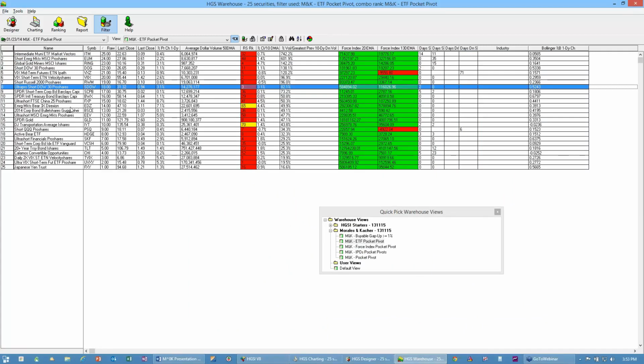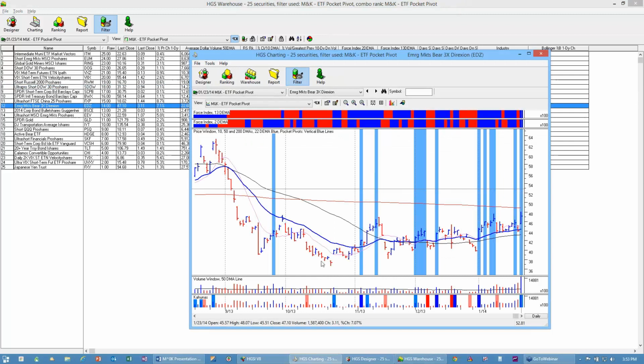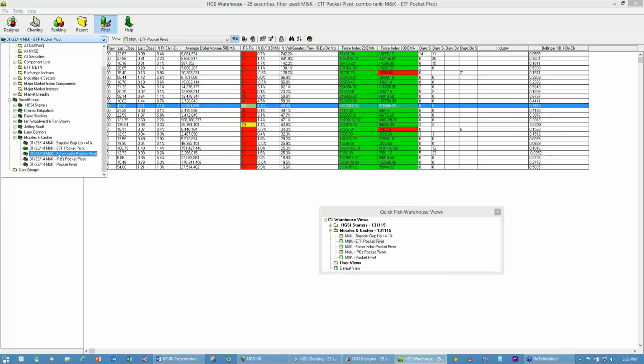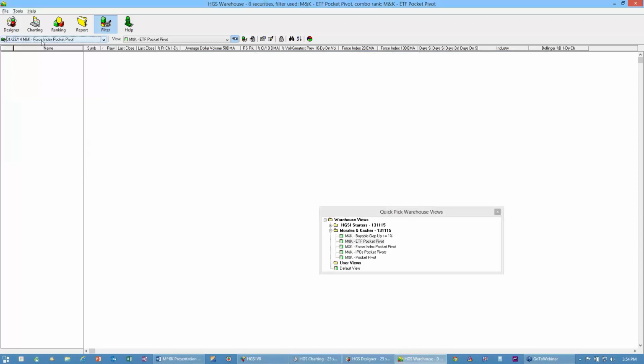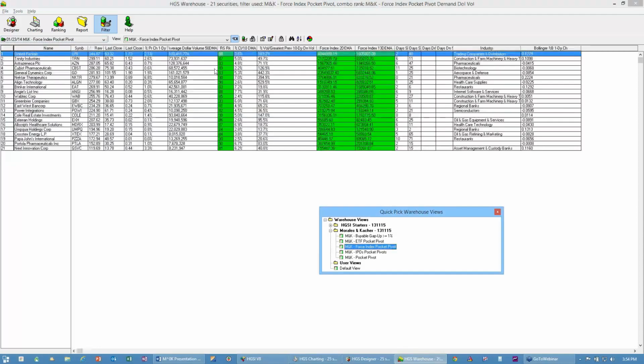Now let's look at one more here. Here's a Direxion 3X bear. You can see here's a pocket pivot, and you can see many other pocket pivots here. Now let's just move on down to the next one. I'm going to just go to the next smart group. This is the M&K Force Index Pocket Pivot. And I'm going to bring up the corresponding view.